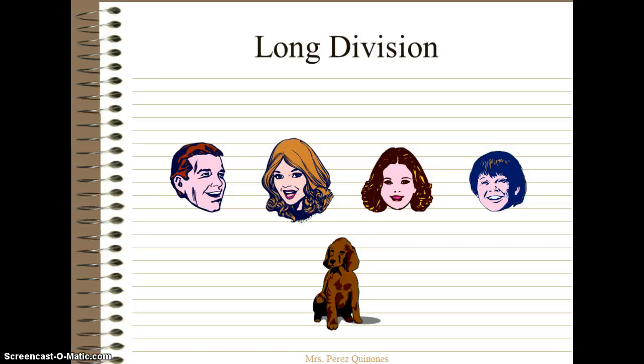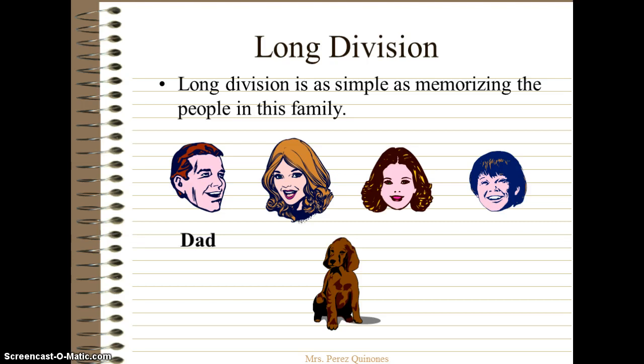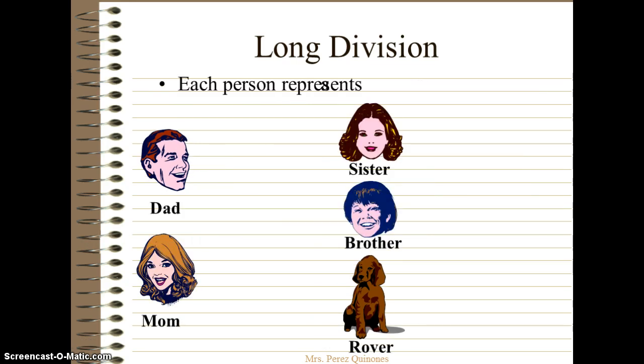Today's lesson is long division. Long division is as simple as memorizing the people in this family. Dad, Mom, Sister, Brother, Rover. Each person represents a step in the long division process.